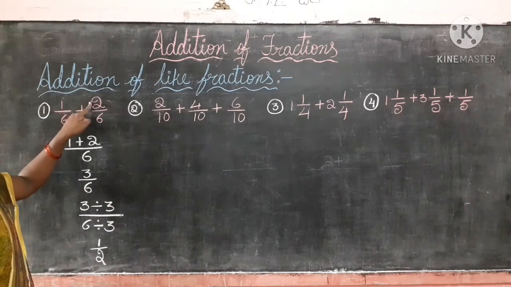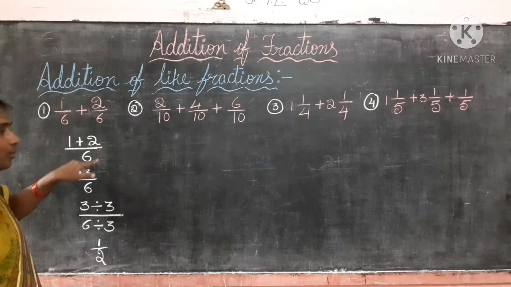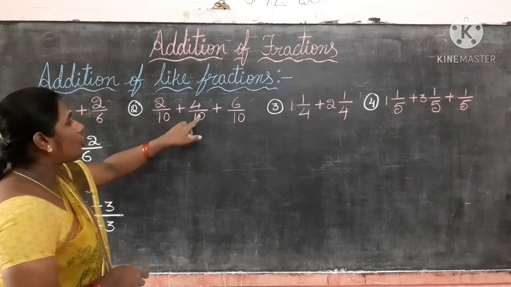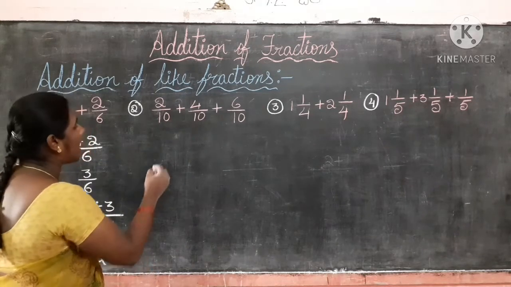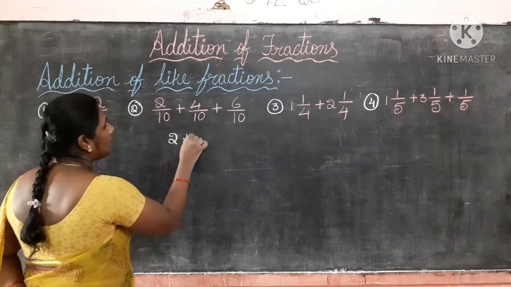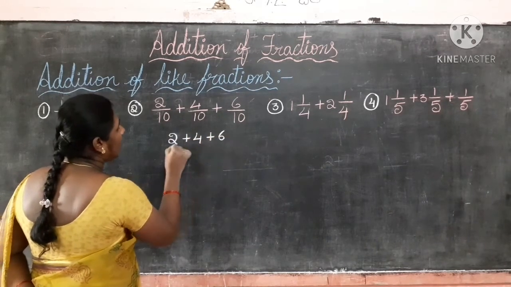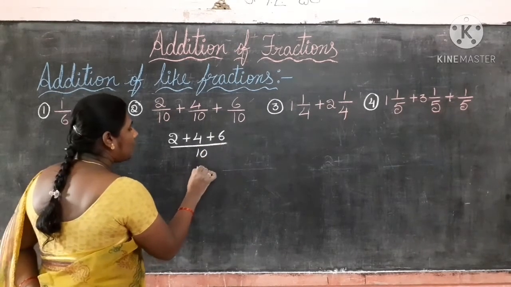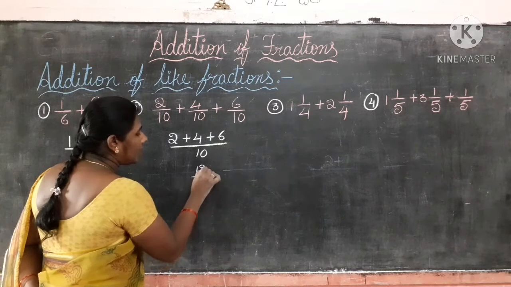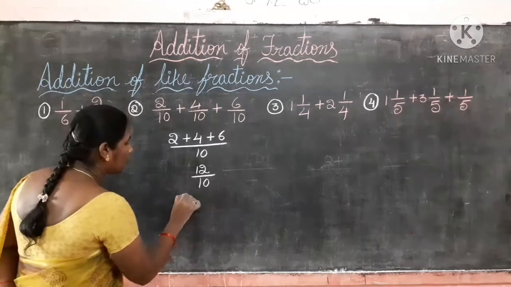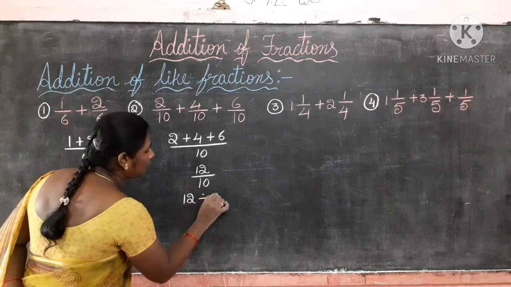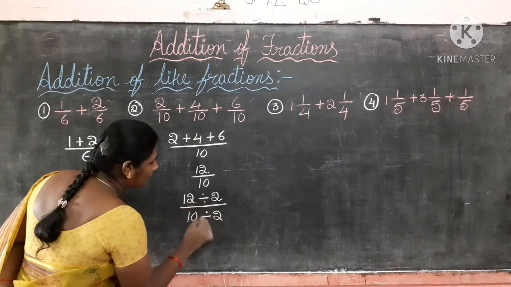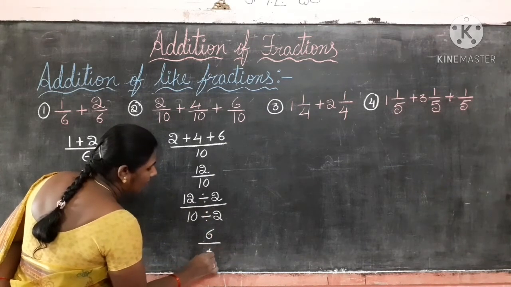First we have to add the numerators. Denominators are the same, so we take one denominator. Next, same: 2 by 10 plus 4 by 10 plus 6 by 10. So here also, first add the numerators: 2 plus 4 plus 6 by 10. 2 plus 4 is 6, 6 plus 6 is 12, so 12 by 10. These 12 and 10 come in which table? Both in the 2 table. So 12 divided by 2, 10 divided by 2. 2 sixes are 12, 2 fives are 10.